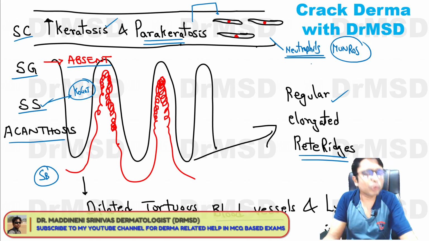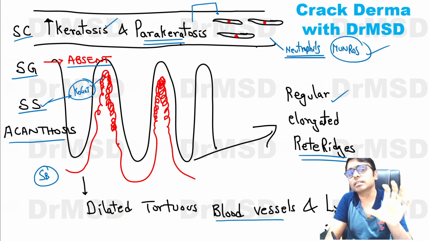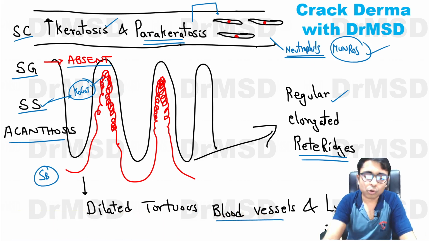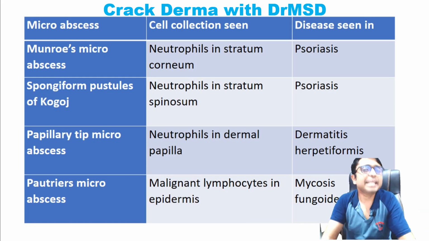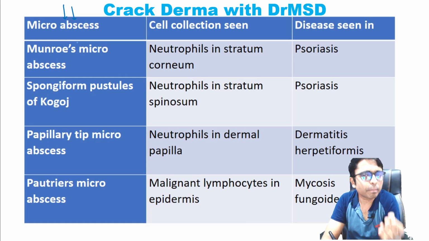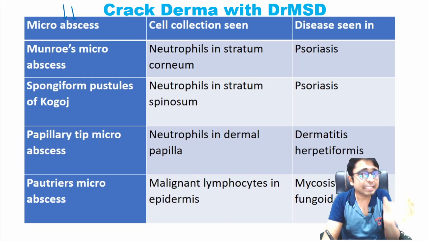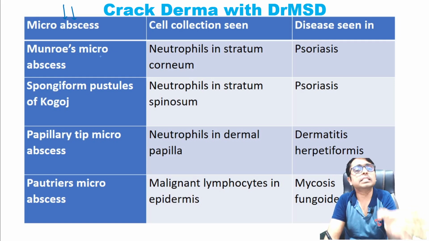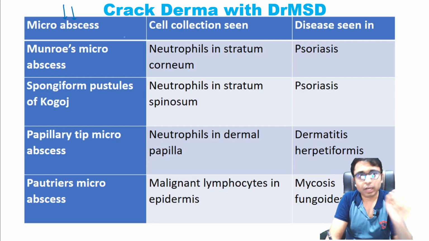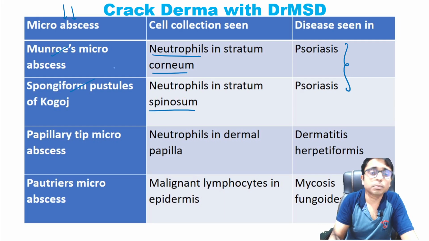Okay, so the same neutrophils, if they are there in the stratum corneum, we call it Munro's microabscess, and in the stratum spinosum, the collection is referred to as spongiform pustules of Kogoj. And basically you must understand that whenever there is a collection of certain cells, we call them microabscesses. Just like in surgery, a collection of pus, we refer to as abscess. Likewise, a collection of cells in histopathological examination, the pathologists have given the name microabscesses. And in psoriasis, we have seen already the collection of neutrophils in the corneum and spinosum respectively are called Munro's and spongiform pustules of Kogoj.